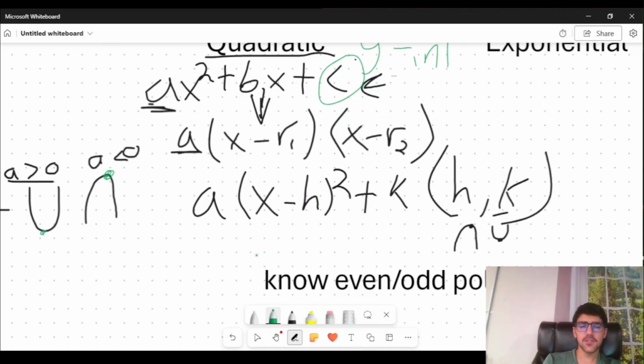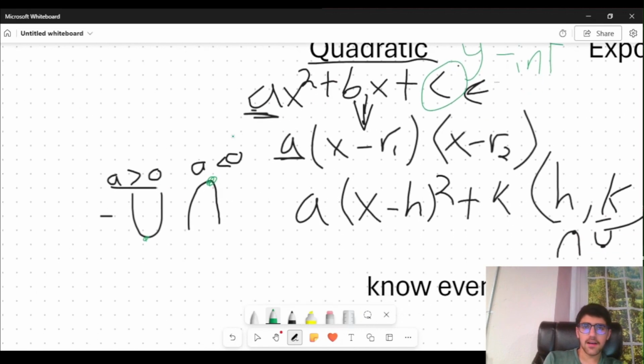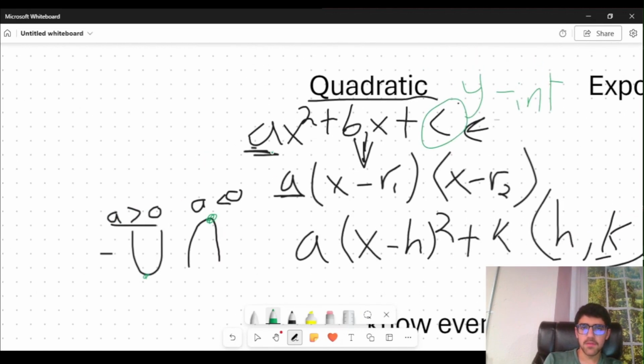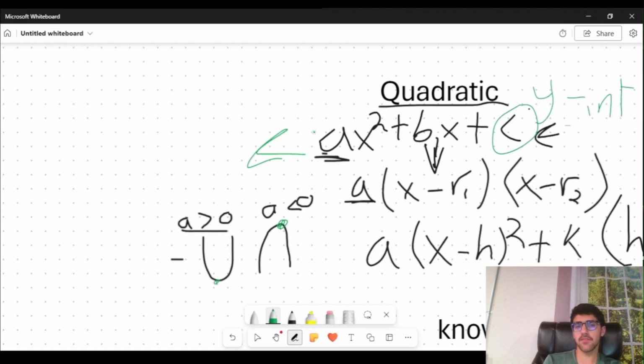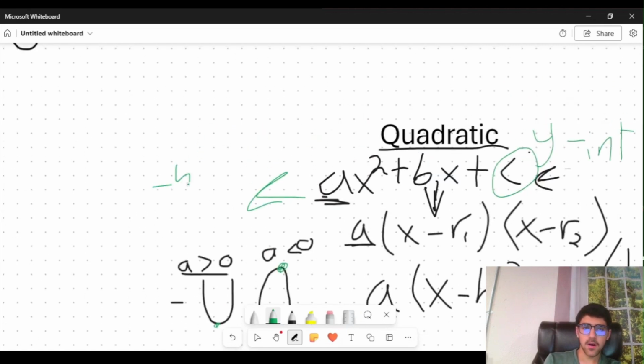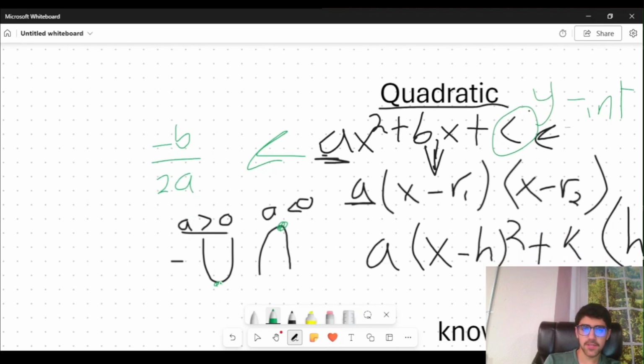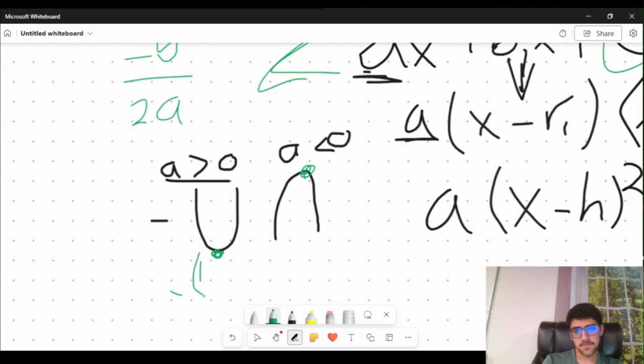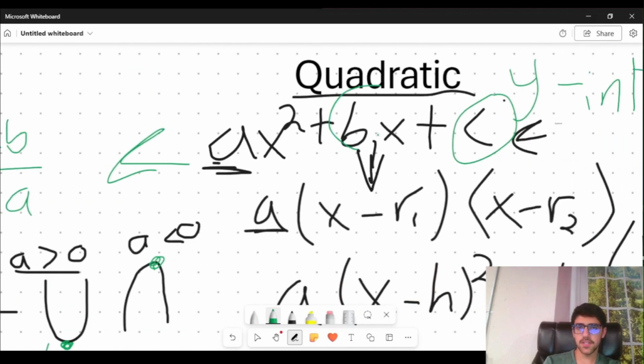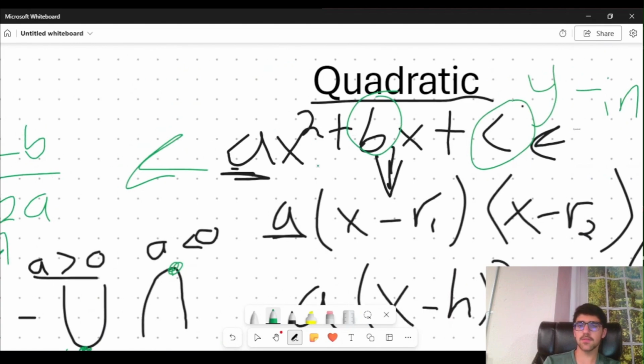The last thing you should know for quadratics is that when you're in the standard form, I forgot to mention it's not just the y-intercept. You can also get the vertex from this form. You can get the x value of the vertex by doing negative b over 2a. So if the vertex was, let's say, x comma y, this would give you x: negative b over 2a, the coefficient of x divided by 2 times the coefficient of x squared.